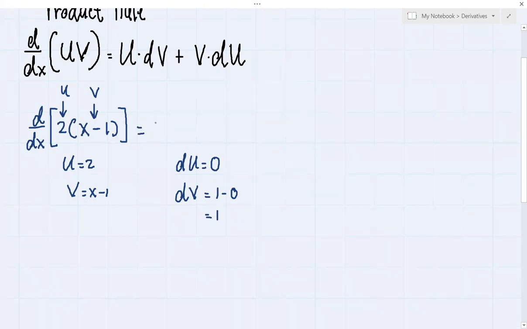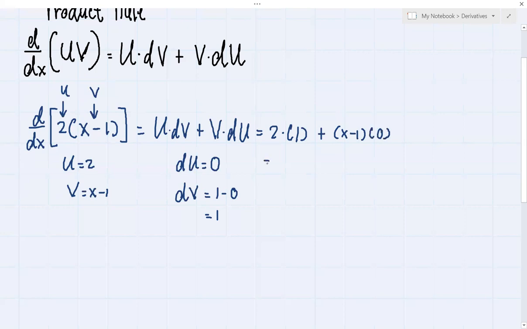So, i-substitute natin ang formula. So, magiging u dv plus, wait lang, medyo maliit yung sinusulat ko. Lakihan ko: u dv plus v times du. Substitute natin. Yung u mo ay si 2 times si dv which is si 1. Okay? Plus si v which is si x minus 1 times si du which is 0. So let's simplify. 2 times 1 is just 2. x minus 1 times 0 is 0.